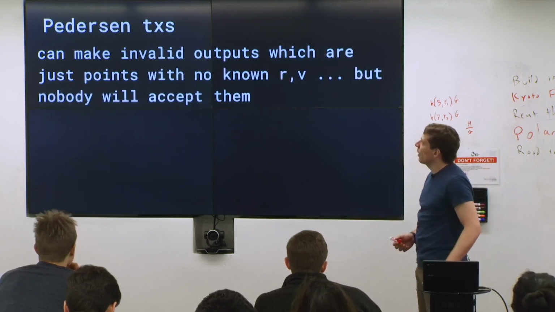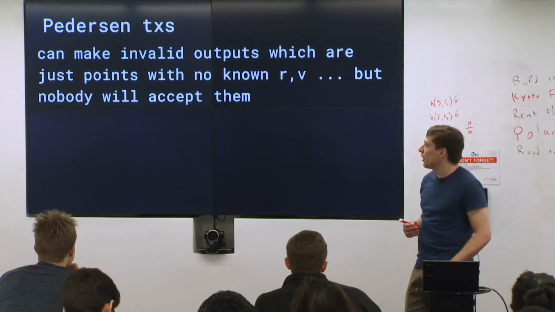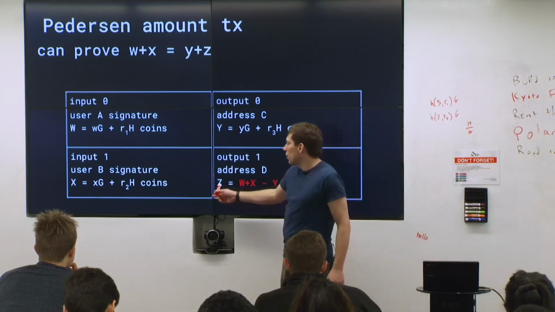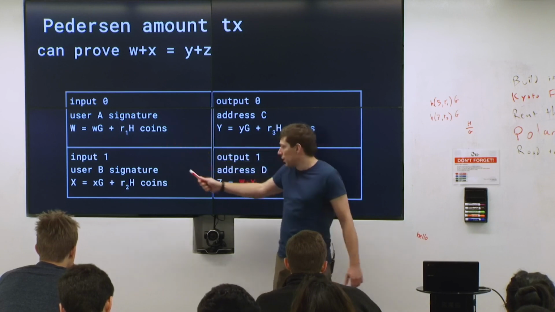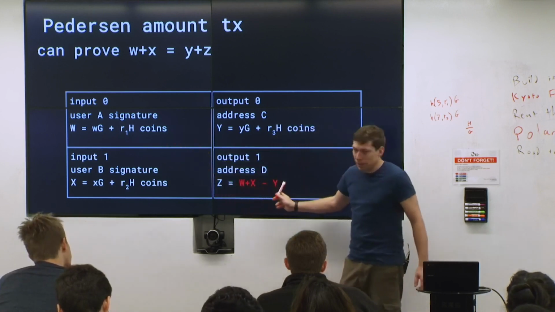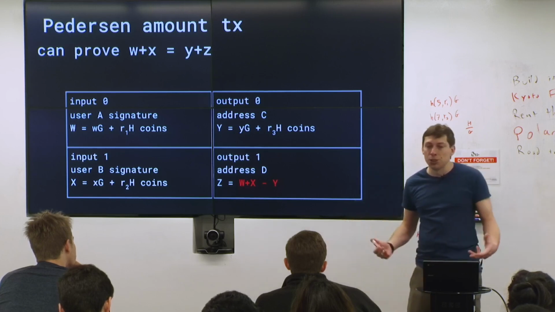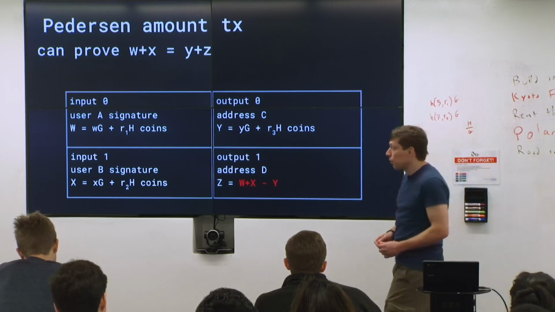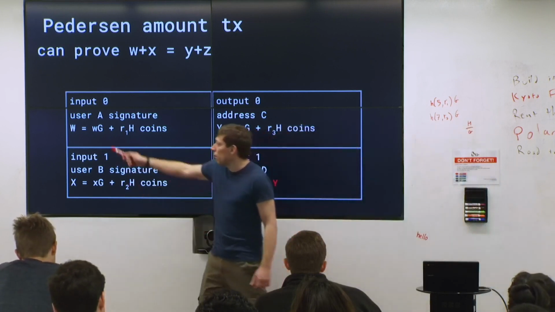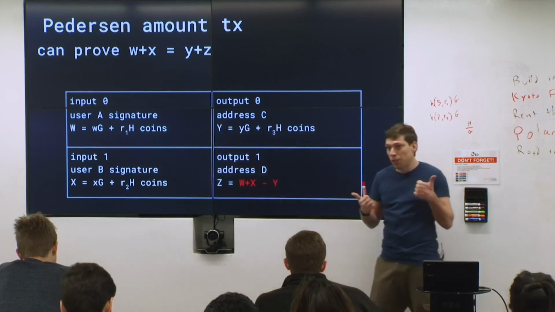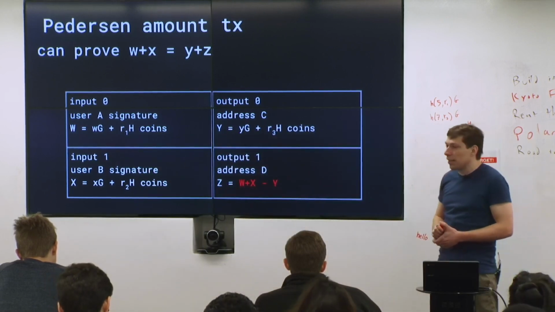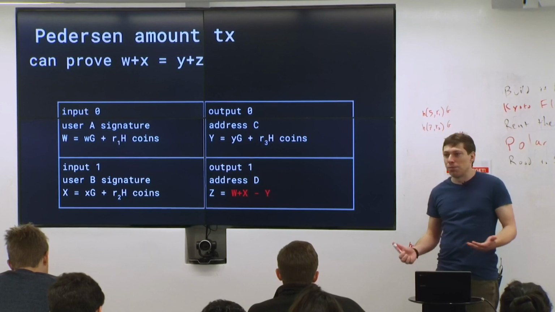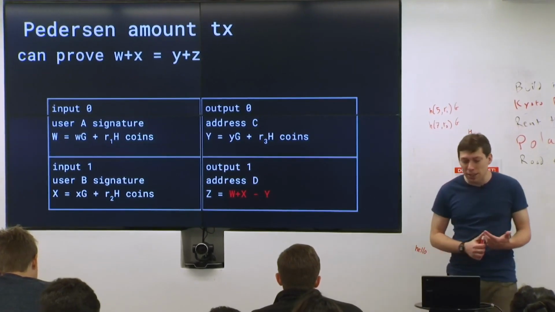You can make invalid outputs, which are just points with no known R and V, but nobody should accept those, right? So you could just do this, where there is no commitment here. Maybe these have valid commitments, but this is just a point, which is W plus X minus Y. And there's no known R values or Z or V values for these things. From the network's point of view, this will still be valid, right? The network's just saying, well, W plus X equals Y plus Z. We're good. But anyone accepting that transaction, you're not going to be able to give them an R value, and so they're not going to say this is actual money. So this is possible, but it's not a huge problem.